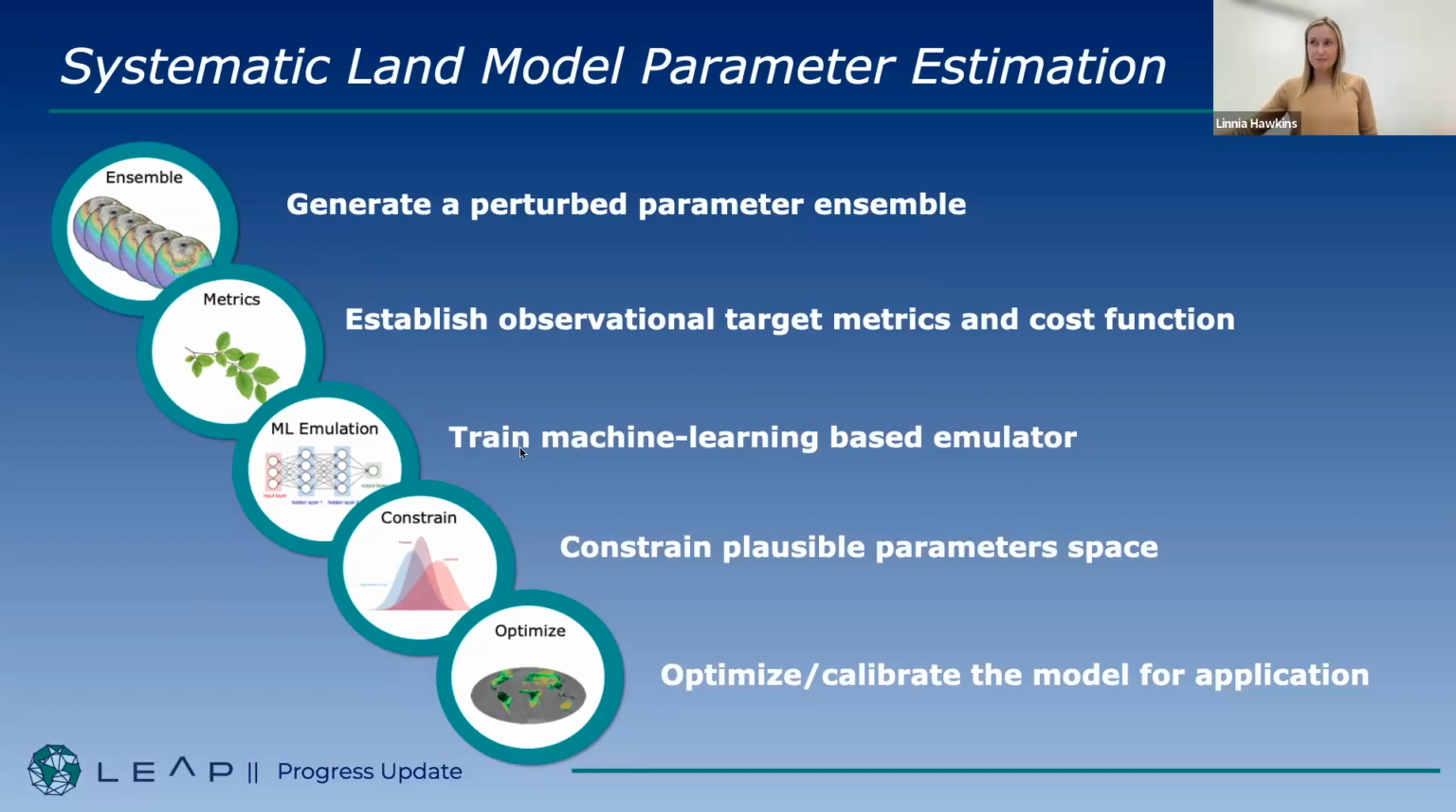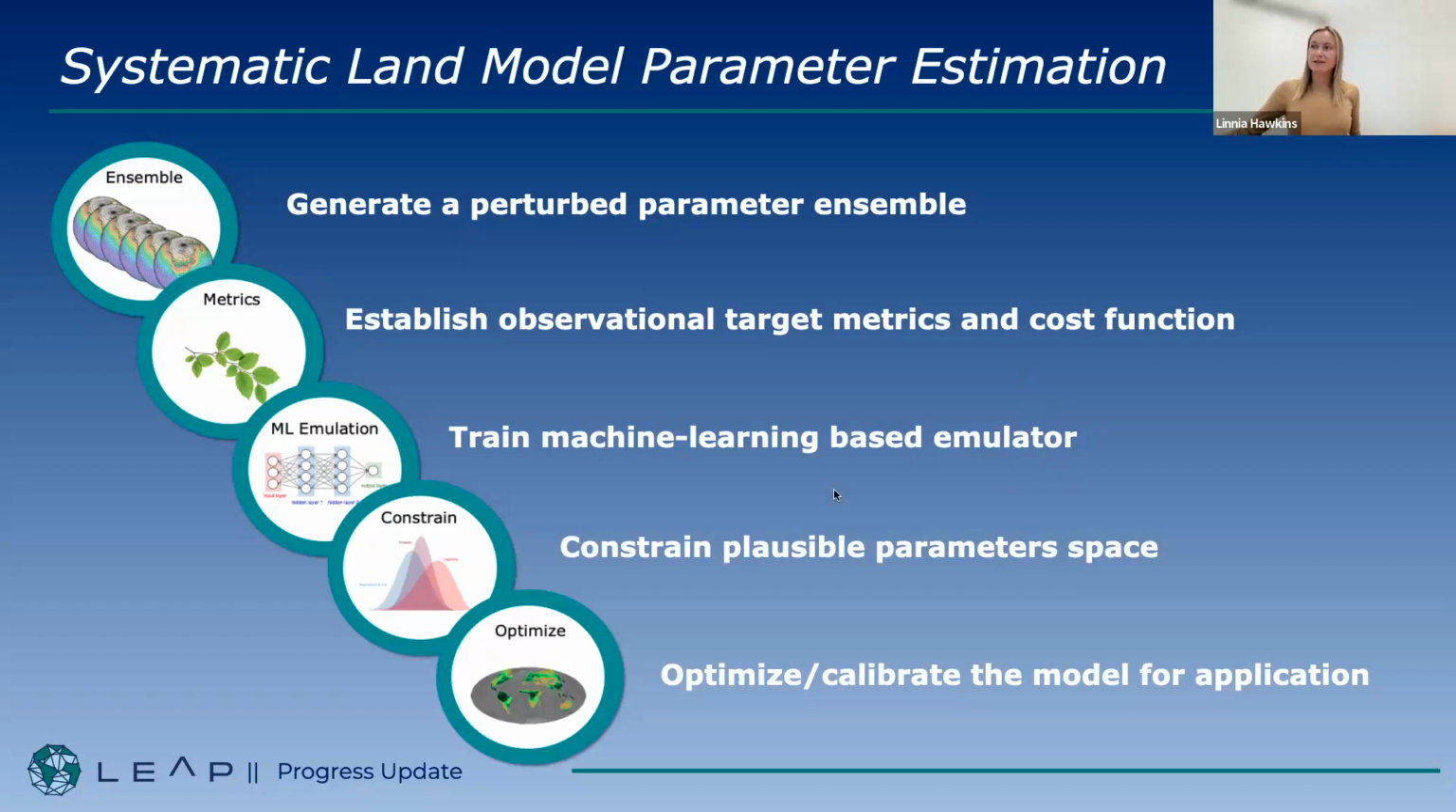And then the next step is to train a machine learning based emulator. That is basically a tool that serves as a really computationally inexpensive, cheap and fast proxy for the original Community Land Model, the more computationally intensive and slow forward model. And having an emulator allows us to explore the parameter space more thoroughly. I'll talk more about that in a minute.